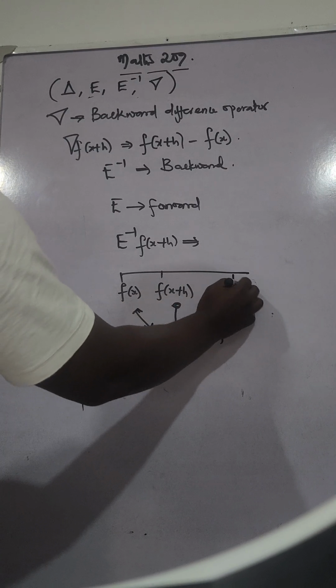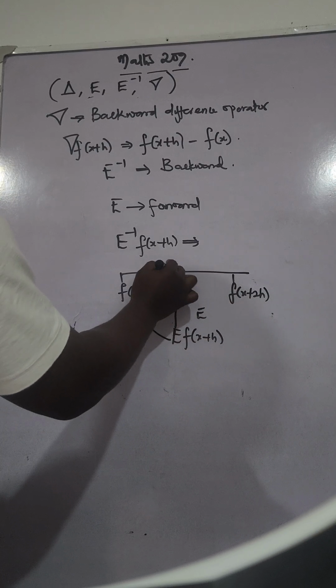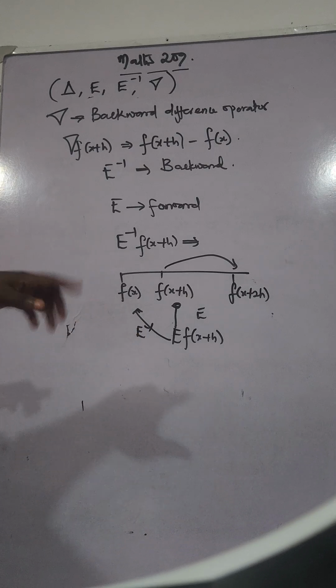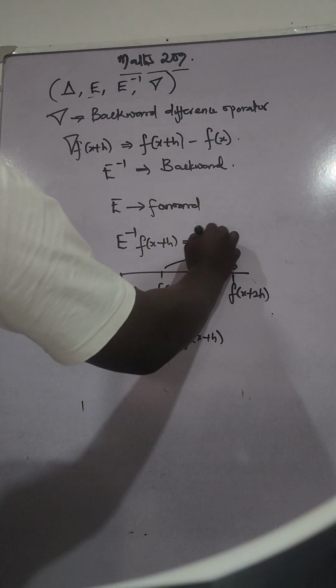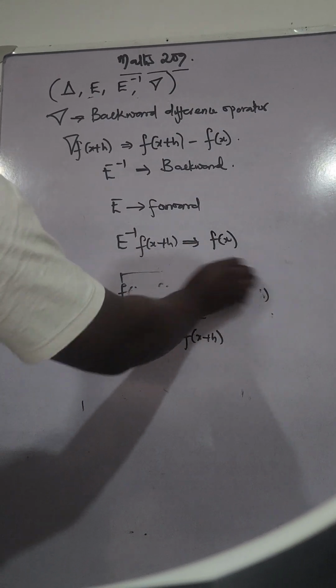But if I say E of f of x plus 2h, my answer is to go to the front. So, having given that illustration, the man began to tell me that the E inverse of f of x plus h is f of x. Did you see that?